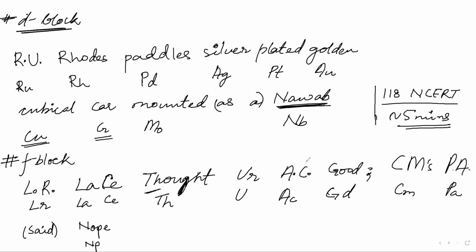Done, sir. Done? Great. Okay. Now tell me what those mnemonics are, if you remember them. Don't look at the book or your copy. Sir, "Rods, petals..." A silver coated golden cubicle car mounted as a Nawab? You said not coated, it is plated, silver plated.